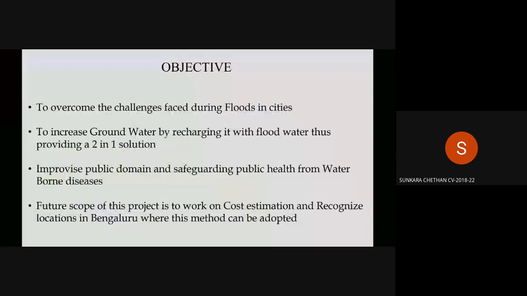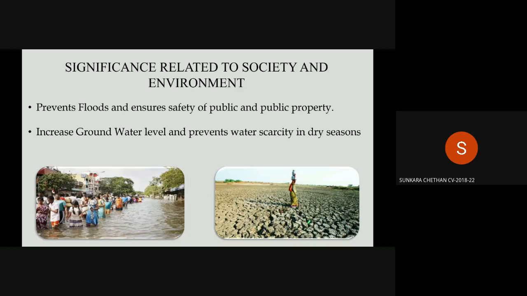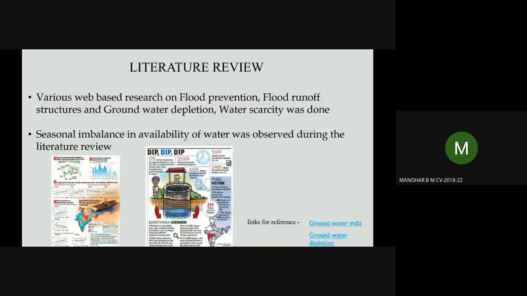So, Manohar will explain the significance of our project. The significance of our project can be clearly seen in these two pictures, where in the wet season we have excess water and in the dry season we don't have water at all. Therefore, our concept works on eliminating the seasonal imbalance of water availability. A literature review was conducted on various methods of flood prevention and groundwater depletion by referring to various news articles and websites related to groundwater depletion. Now, my friend Gurdeep will explain the results of our project.